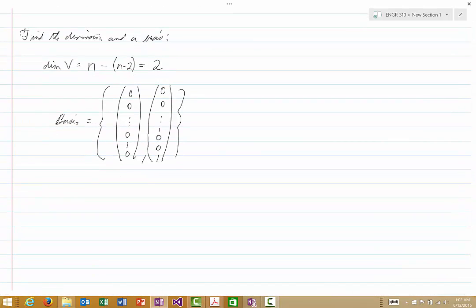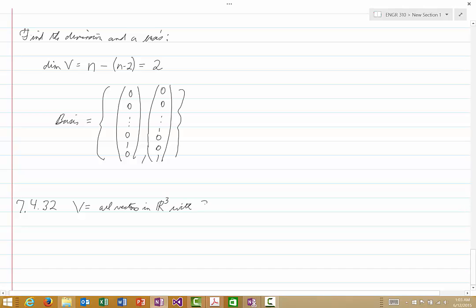Let's do one last problem of this type, and I think that it will make everything clear. Well, let's just see how it goes. So in problem 7.4.34, V is equal to all vectors in R3 with 3v1 minus v3 equals 0, and 2v1 plus 3v2 minus 4v3 equals 0.